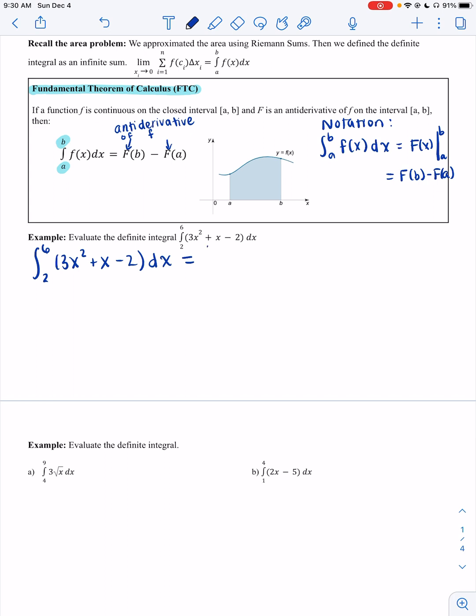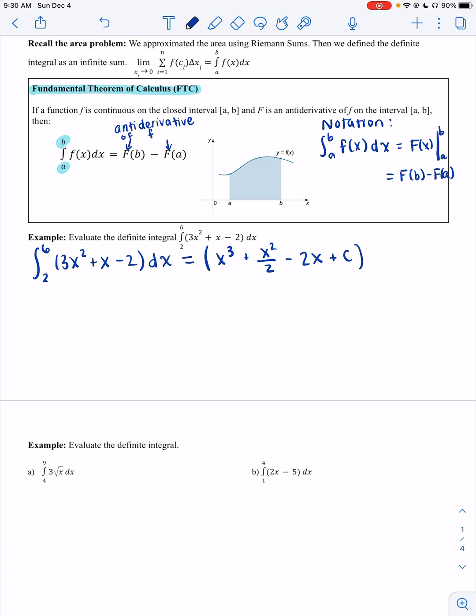So here we're going to get, okay, 3x squared will become x cubed. X will be x squared over 2. 2 will be 2x. And I'm going to write plus c. Okay, so if there were no bounds on the integral, we would be done. If it was an indefinite integral, we would be done. But it's a definite integral.